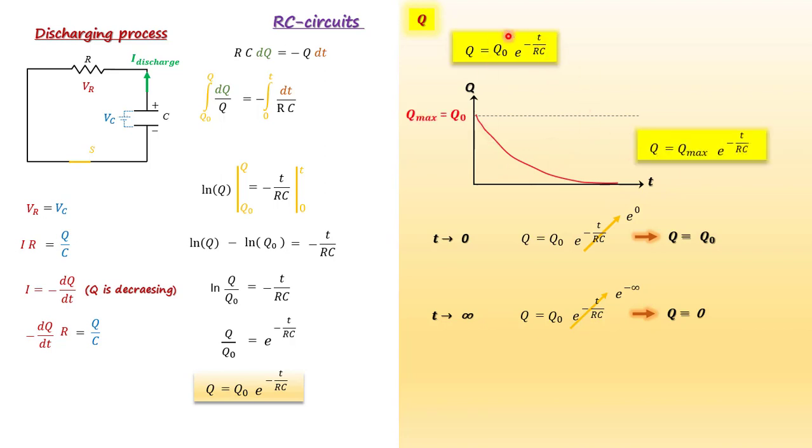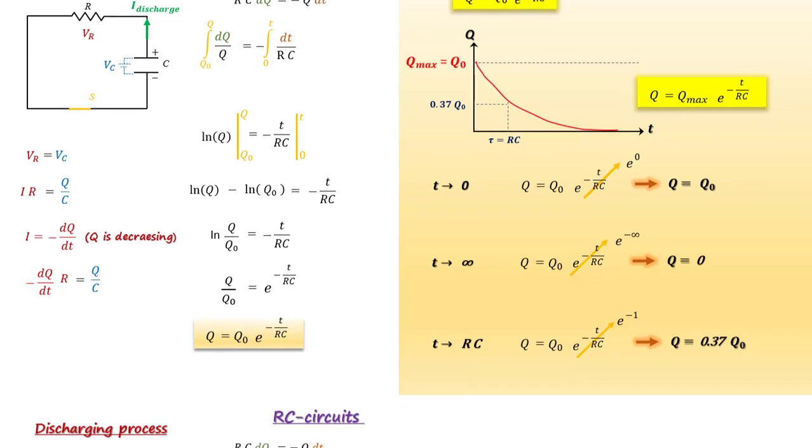Or I can re-express this as Q max e to the minus t over RC. So for t at the time constant, again this part becomes e to the minus 1. So this is 0.37 of Q0. When you put this here, we get this. So you see, at time t equal to RC, we are left with only 37% of the maximum charge or the initial charge.